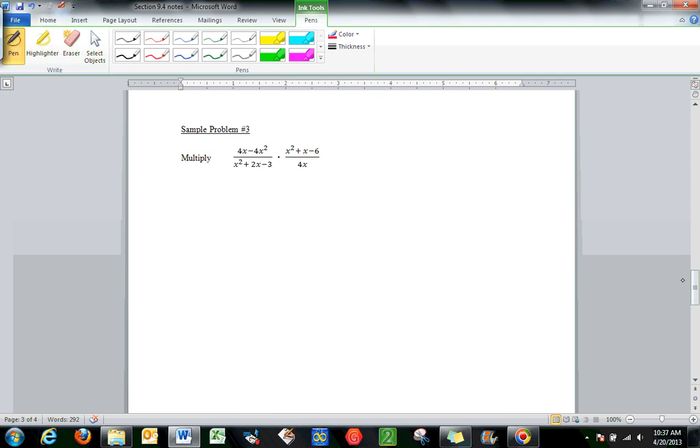Now, in the next sample problem, what we're dealing with is higher degree polynomials that we can factor. Now, here's the thing. The order of this is to multiply the numerators and then multiply the denominators and then simplify. But what I'm going to tell you is to factor everything first. Factor everything first. Factor all 4 individual parts if you can. That is going to make your life so much easier.